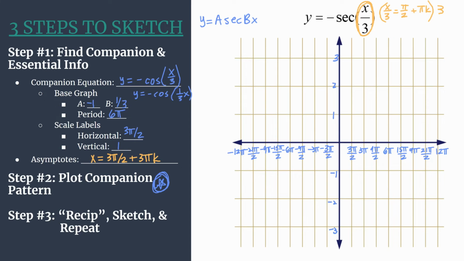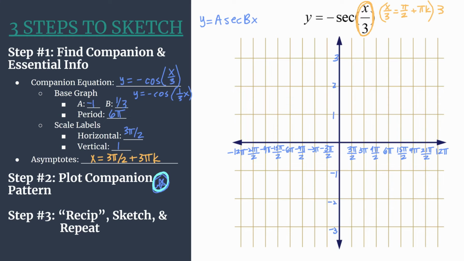All right, now we're ready for step 2. We're going to plot our companion pattern. Make sure you do this lightly because this is not our final graph, so I'll use light blue here. And let's also notice the star here to remind us that we have that reflection over the x-axis. So our base cosine pattern with a reflection should be minimum, x-intercept, maximum, x-intercept. It's that reflection. Okay, so let's go ahead and plot these points.